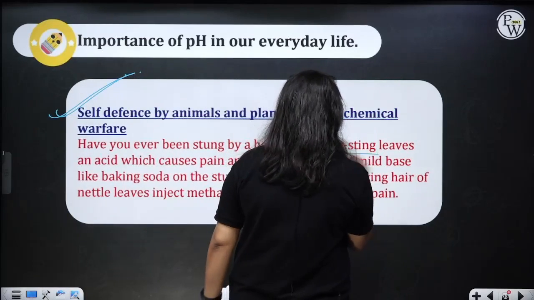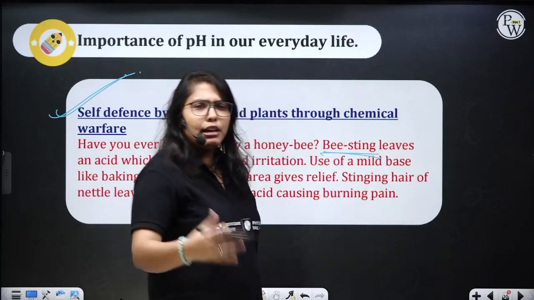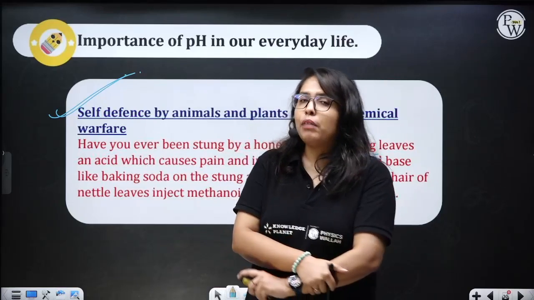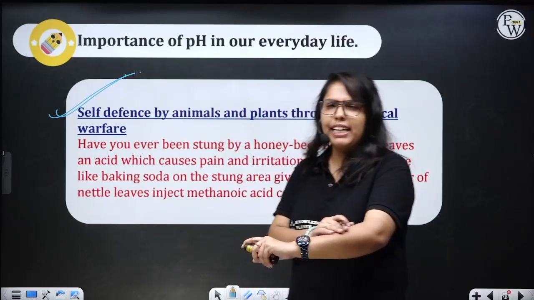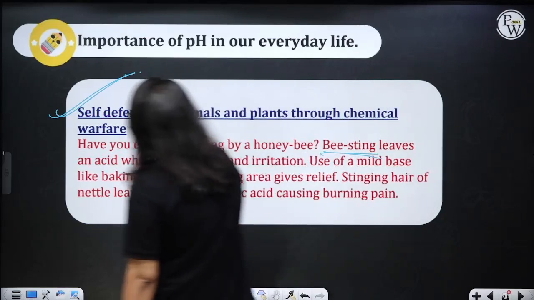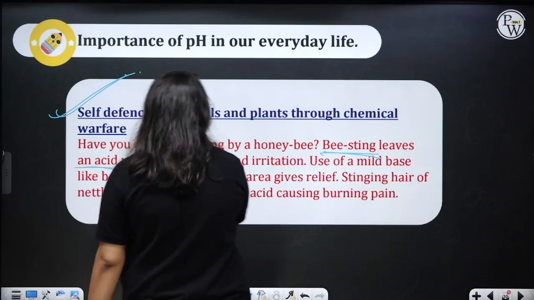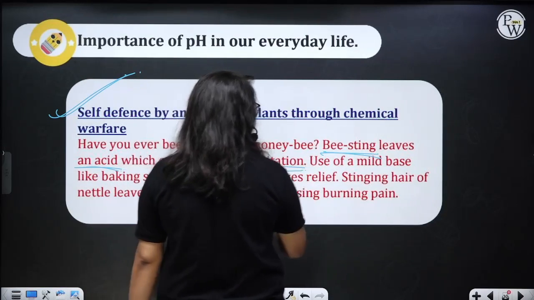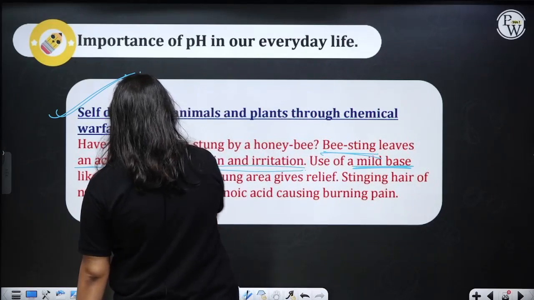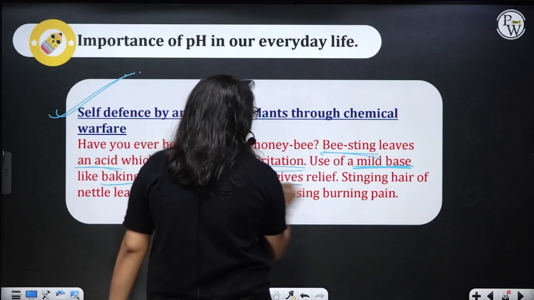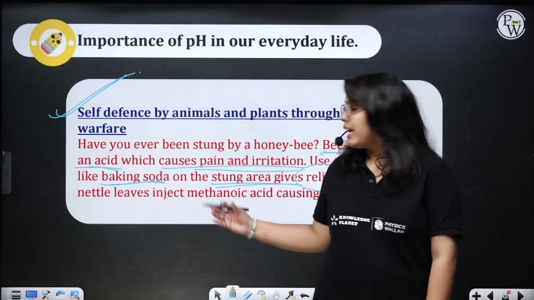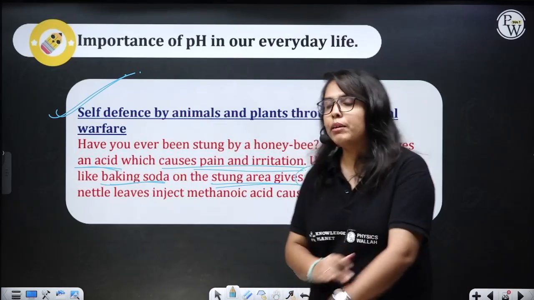You are aware of bee sting. Has anyone of you ever been stung by a bee? Well, what happens when you get stung by a bee? You see that there is inflammation, there's irritability in that area. Why? Because this bee sting releases an acid which causes pain and irritation. Now, usage of a mild base like baking soda on this area gives relief. So what do we do? We take a mild base like baking soda and rub it on our skin.